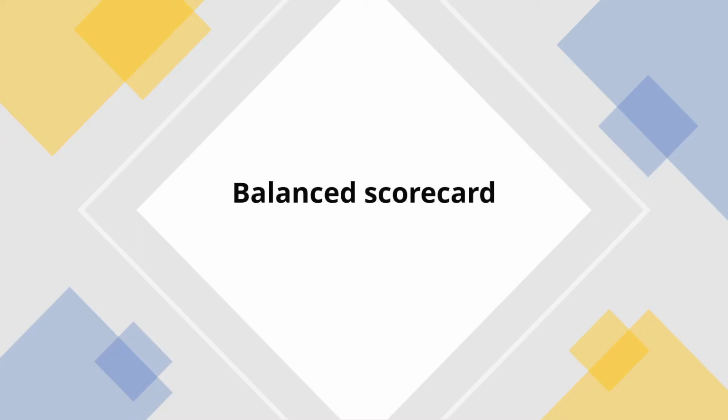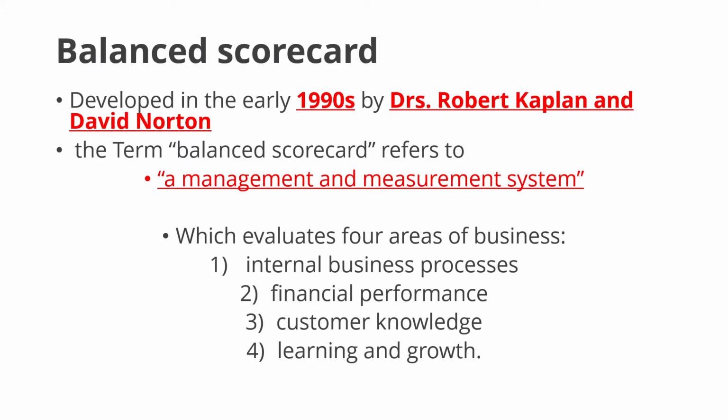Now our topic is the balanced scorecard. This is a basic term for HR. Balanced scorecard was developed in the early 90s by Dr. Robert Kaplan and David Norton. The term refers to a management and measurement system which evaluates four areas of business: internal business processes, financial performance, customer knowledge, and learning and growth.